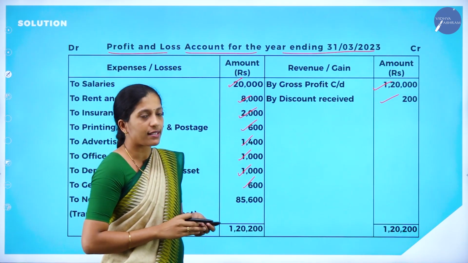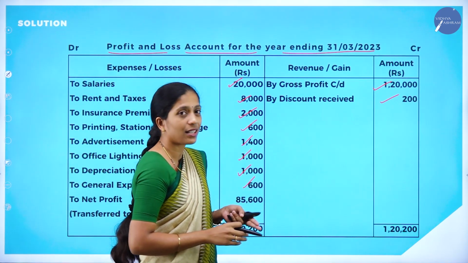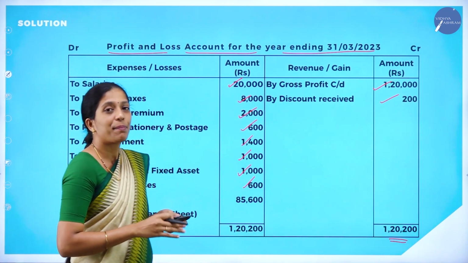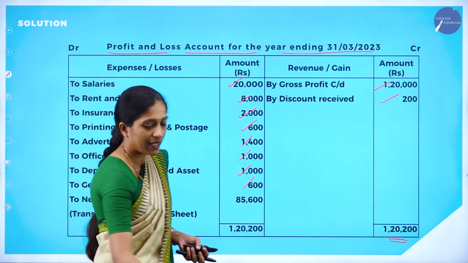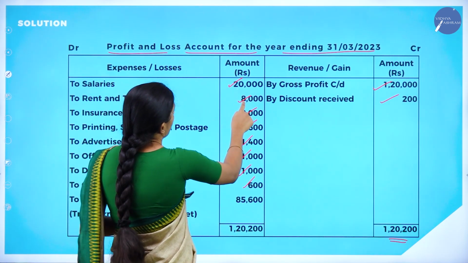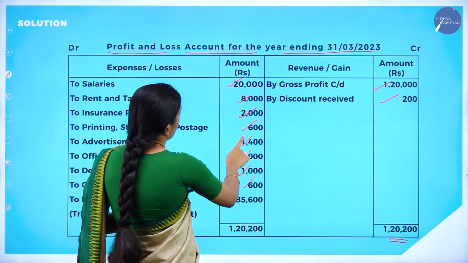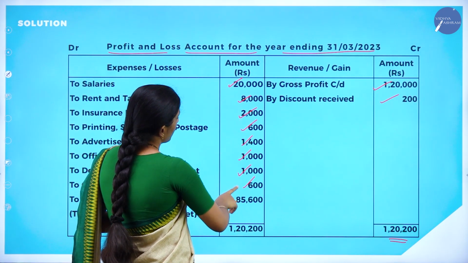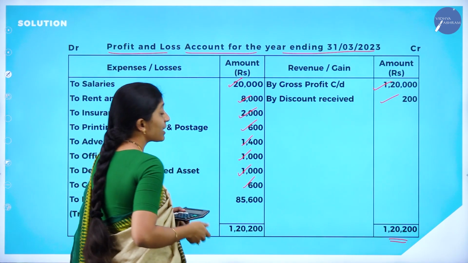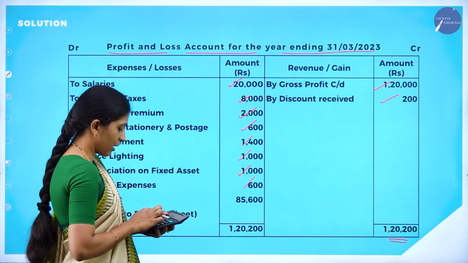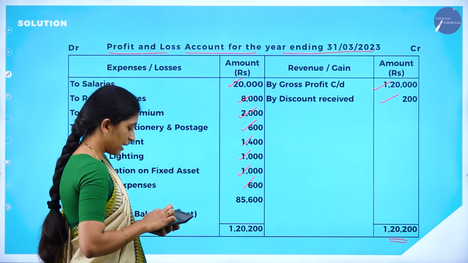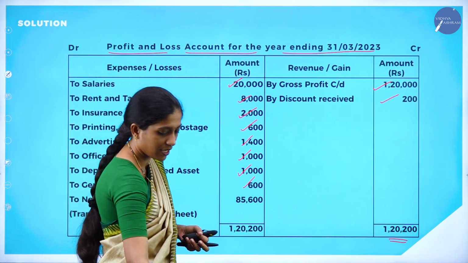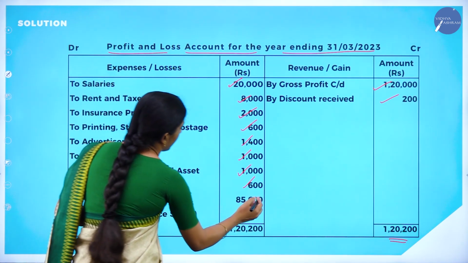Now if you balance both the sides, your credit side is 1,20,000 plus 200, so it is 1,20,200, but the debit side is less. So how much will you get in the debit side? 28,000, 30,000, plus 2,000, 32,000, 34,000, 34,600. So 1,20,200 minus 34,600. How much will we get? 85,600. Yes, correct. So this will be the net profit.